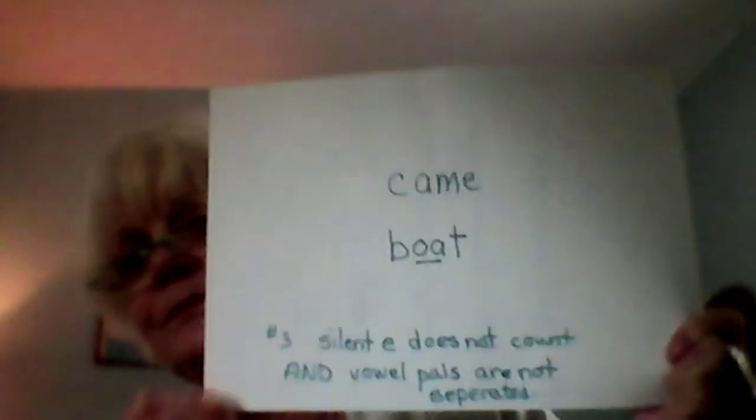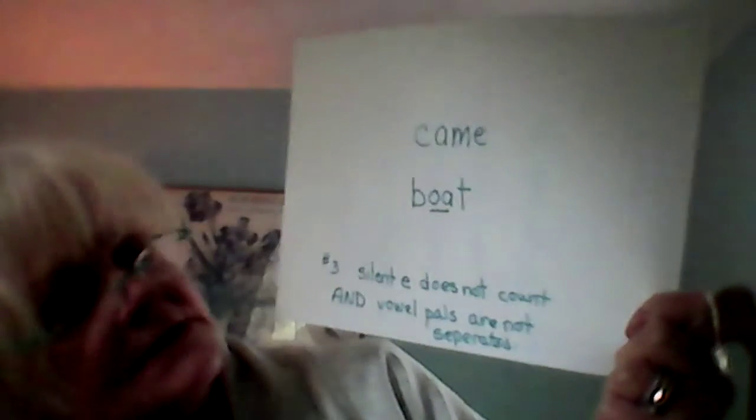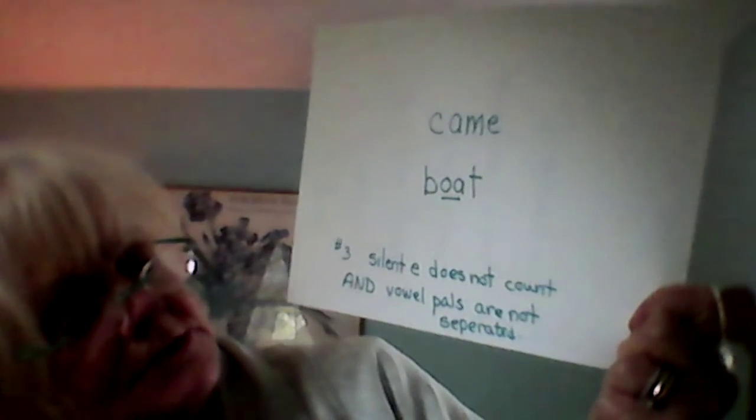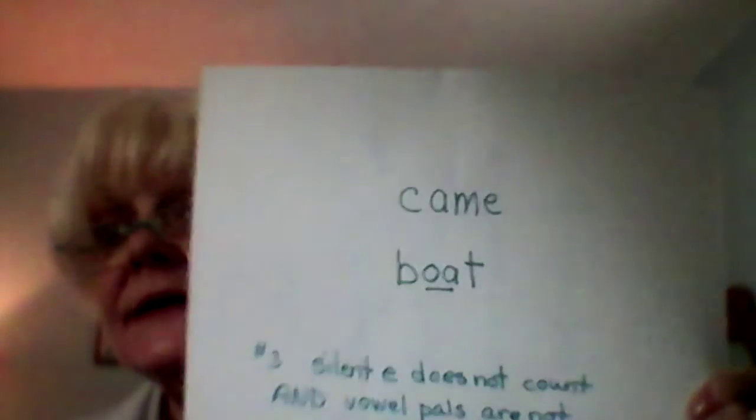All right, now, the third rule that helps. Silent E does not count, and vowel pals are not separated. So here we have silent E, going to make the A say its name. Aim. Let's sound it out. Came. One syllable. We're not going to separate them because they're vowel pals. Boat. Easy peasy.